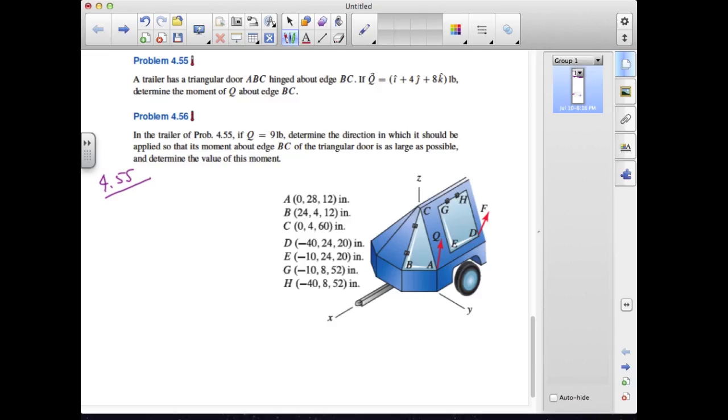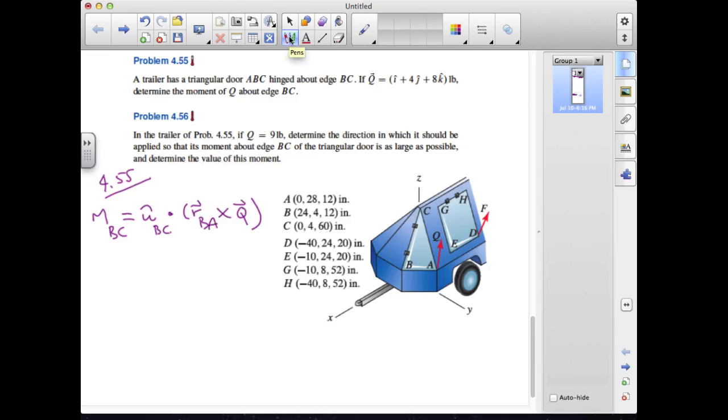We'll need a position vector that goes from somewhere on the axis of the hinge to the point of application of the force. We could choose either RBA or RCA to do that. For the solution that I'm going to choose, I'm going to use RBA, and you can always go back after the fact and use RCA and verify that you get the same result either way. So I'm going to evaluate the moment about BC as the unit vector along BC dotted into RBA cross Q.